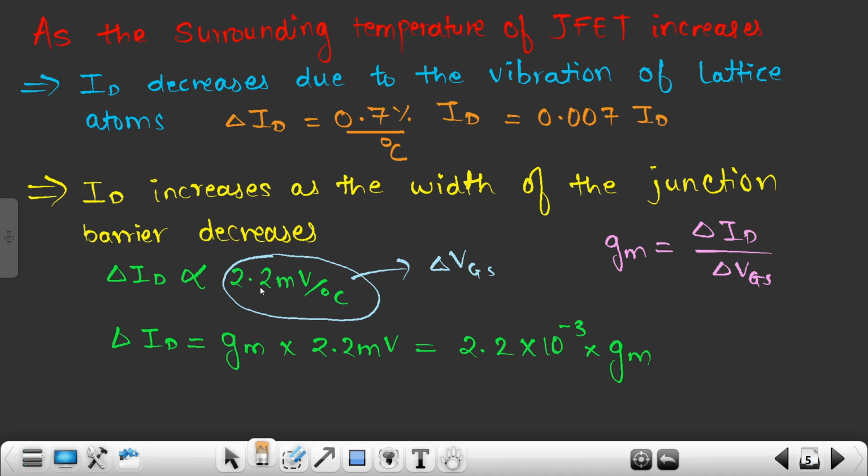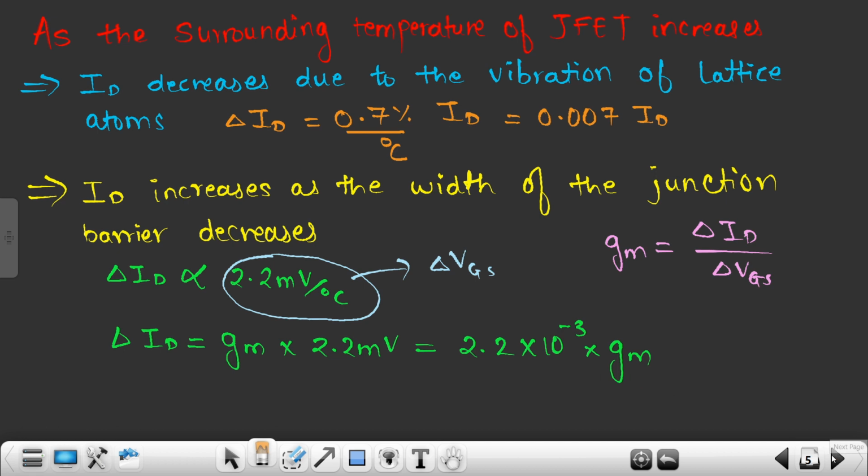And the increase in ID, it is around 2.2 millivolts per degree Celsius into gm, right? So this is what we saw in the previous session, if you could remember, right? Alright, so now what we are going to do, we are going to see what exactly is the meaning of zero temperature drift. Okay, so we had seen the very first half of the part. We had tried to understand what exactly might happen internally in the JFET, but still why exactly this particular concept is known as zero temperature drift, we are unaware of.